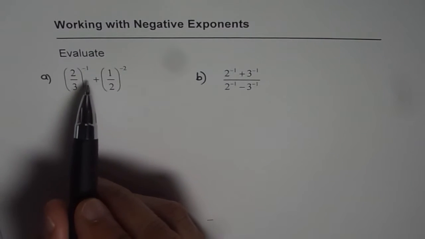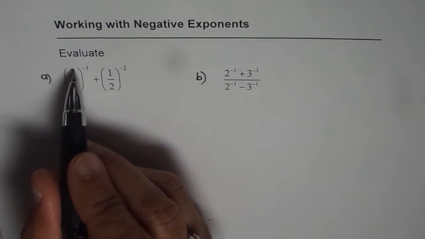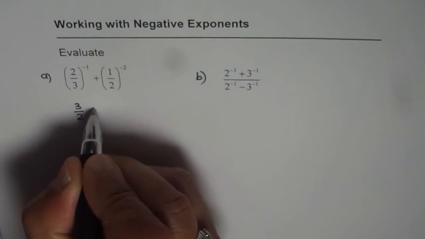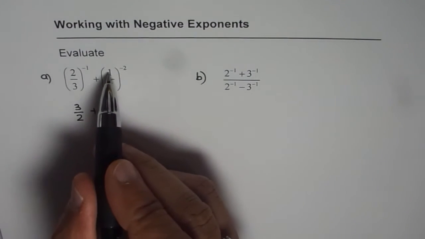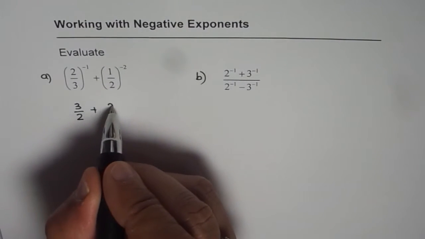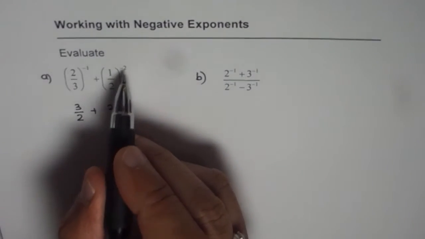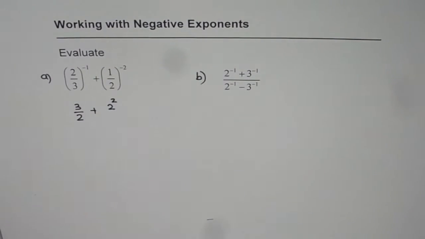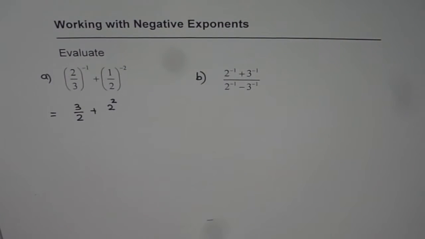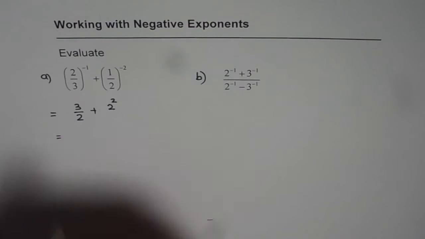Now, in this case, since it is minus 1 as an exponent, we get the reciprocal of 2 over 3, which is 3 over 2, right? So it becomes 3 over 2. Now, 1 over 2 to the power of minus 2. Minus means it becomes 2 over 1. No need to write 1 in the denominator, but squared. So the second term is 2 squared. So the expression becomes 3 over 2 plus 2 squared.